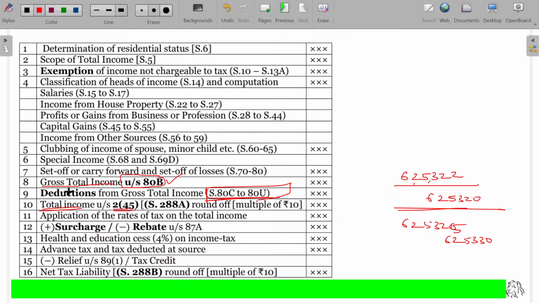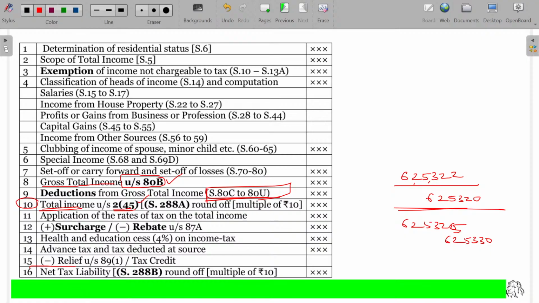So 80B is all about gross total income. Section 2 clause 45 is all about total income. Section 2 is the definition section. In section 2 sub clause 45 defines total income. Total income is this one, right?